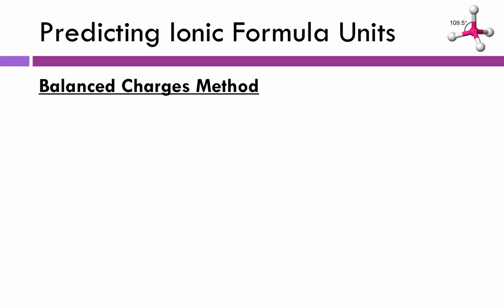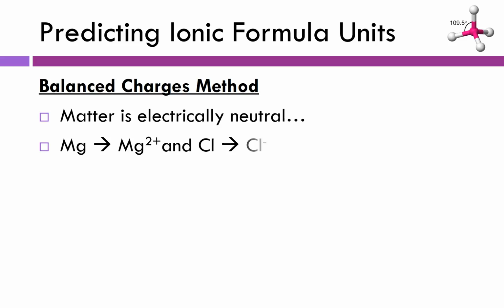There are different techniques that you can use to try to predict ionic formula units, so I just want to go through a couple of them now. You can do this according to the balanced charges method. We know that matter is neutral, therefore the charges have to cancel each other out. We know that we're going to end up with Mg2+ and Cl-. So I've got a +2 from the magnesium, and I need to get this balanced out.